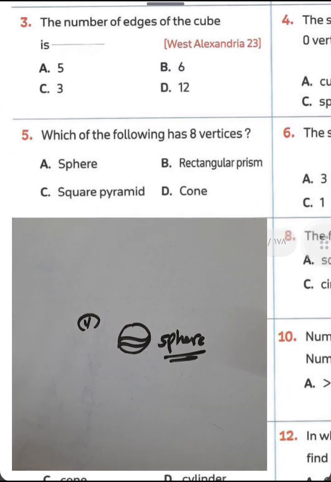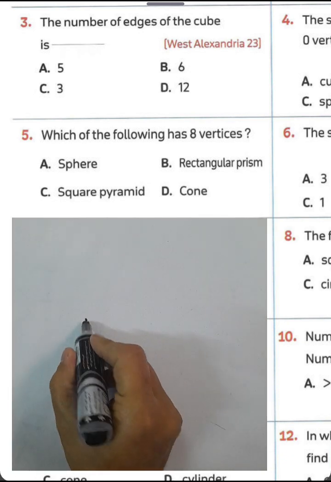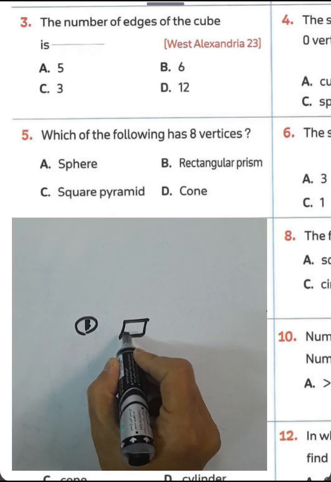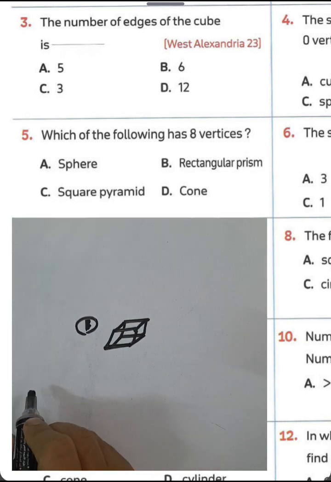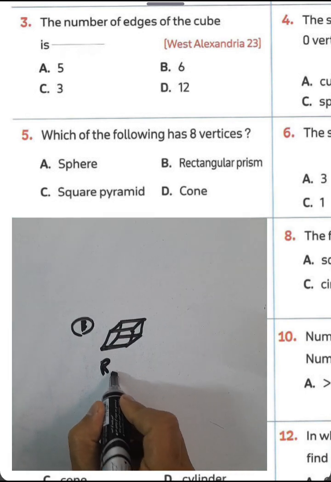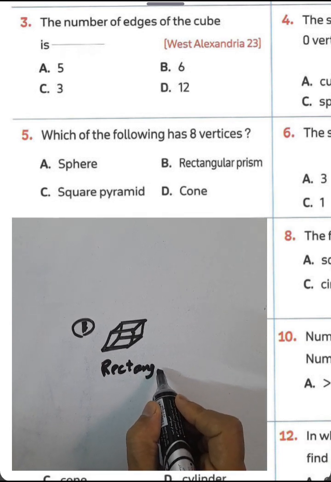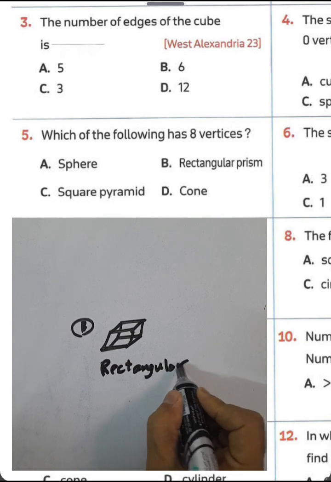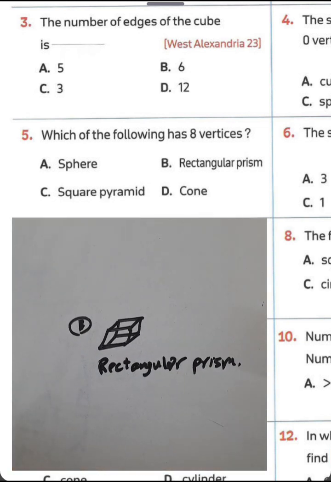Question number 5. Which of the following has 8 vertices? 8 vertices, we can choose letter B, rectangular prism or cuboid. We call it rectangular prism or cuboid.